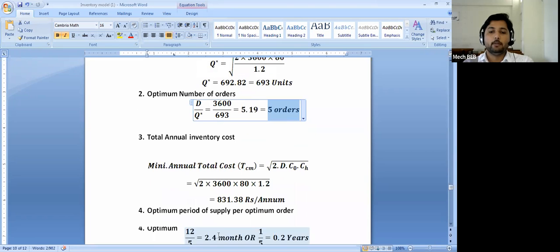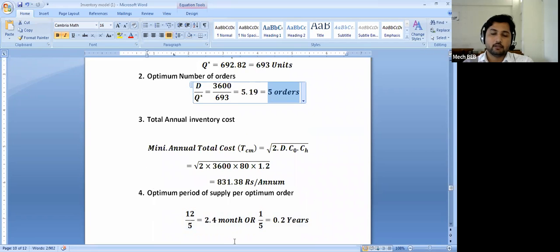So for the optimal period of supply, I have considered two different ways. The first is 12 months divided by 5, so you will get 2.4 months. That will be the optimal time period between the two successive orders. Or if you want to calculate in years, 1 divided by 5 will be equal to 0.2 years.